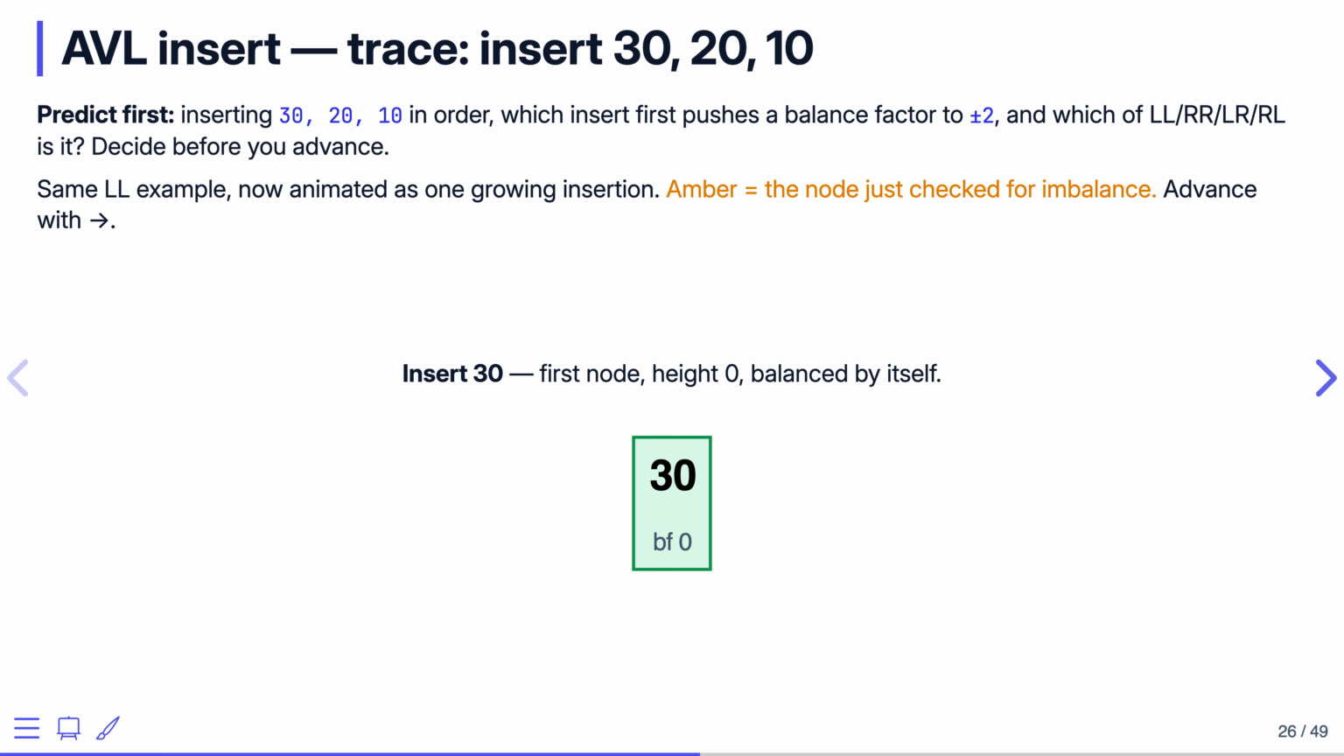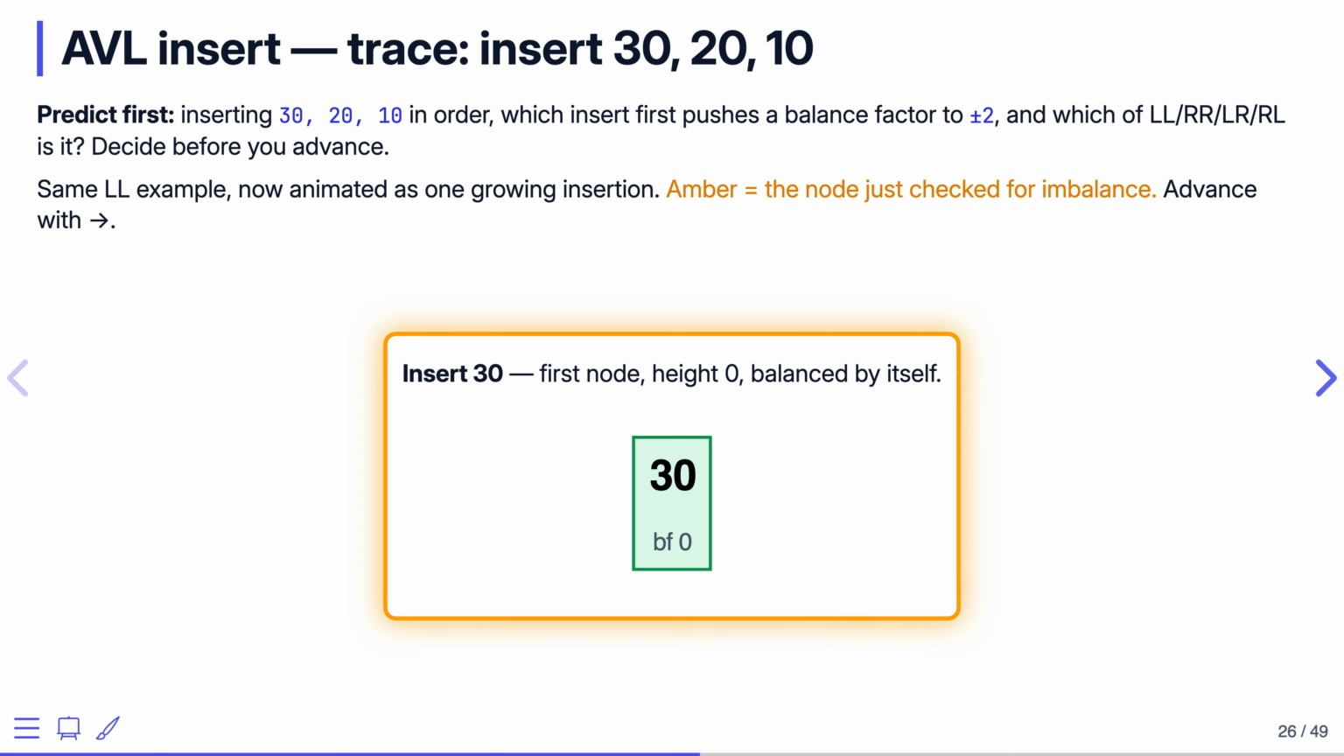Let's trace an AVL insert one step at a time. We insert 3 keys in order, 30, then 20, then 10. Before you advance, try to predict it. Which insert first pushes a balance factor to plus or minus 2, and is it the left-left case, or one of the others?